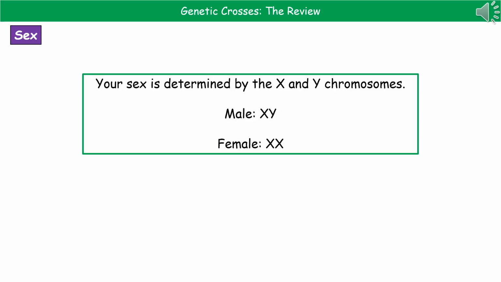Do go careful that if they ask you what chromosome is present in females, don't just write 1 X on its own, because that will be wrong, because you need the 2 X's for the female, an X and a Y for the male.